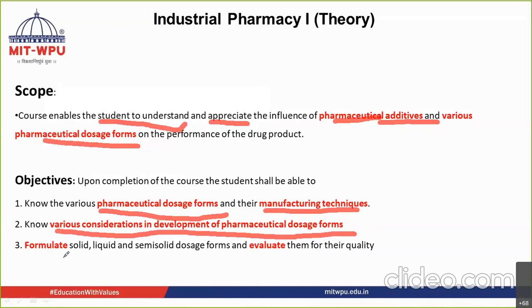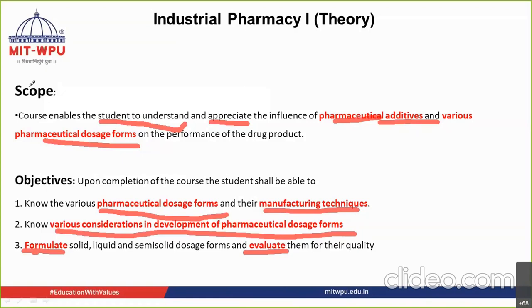We are going to study the formulation that we talked about earlier, and we are also going to study the evaluation. So how a dosage form is being evaluated after preparation. For example, tablet: how a tablet is going to be evaluated. How a capsule is going to be evaluated. How semisolid dosage forms can be evaluated. That evaluation also we are going to study in industrial pharmacy.